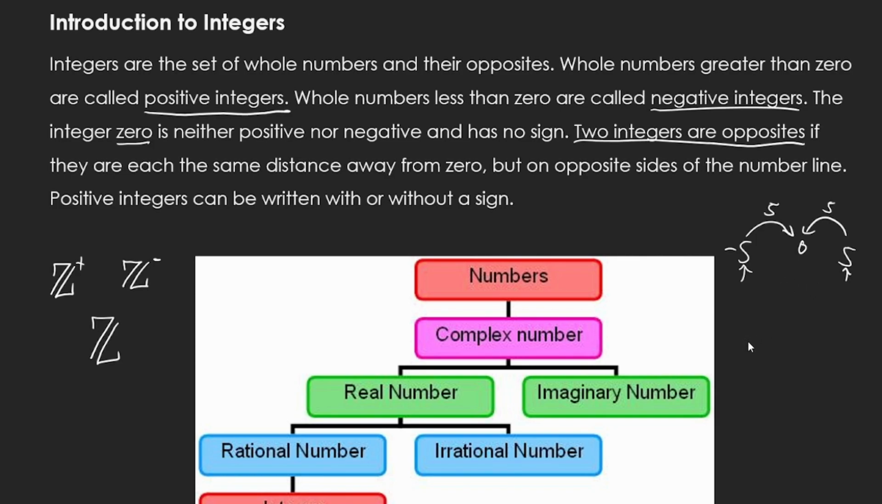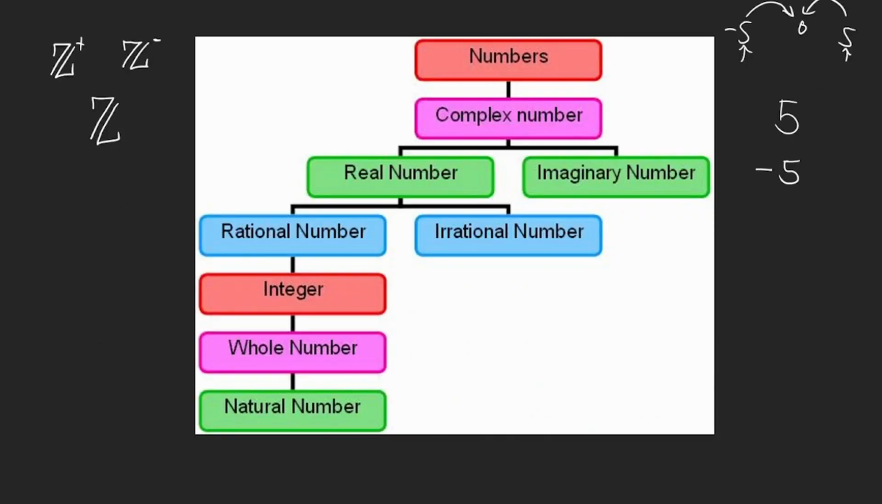Positive integers can be written with or without sign. It is understood that if there is no sign, it is positive. But if it's negative, always put the sign. We have here a picture of the hierarchy of the numbers.